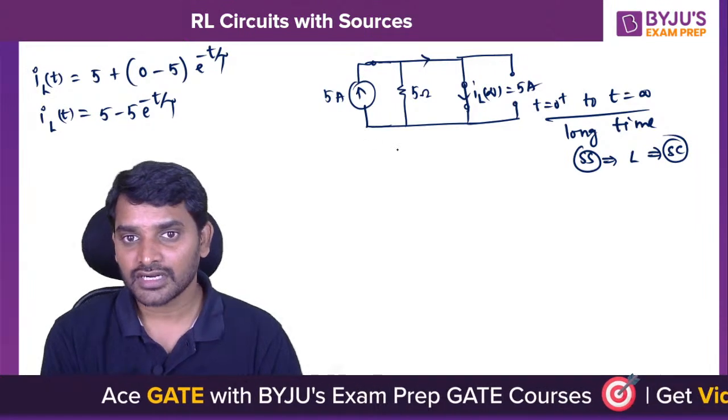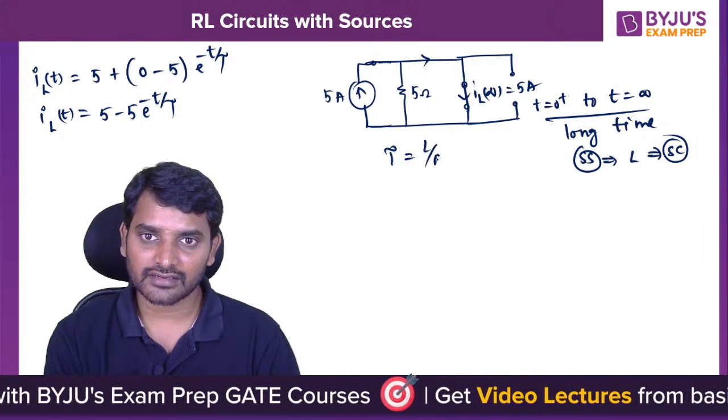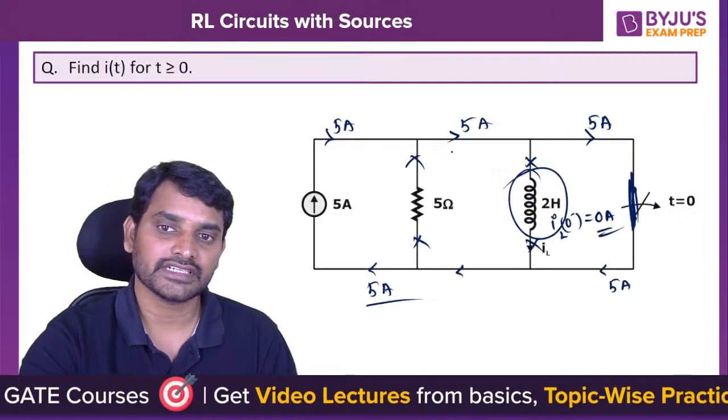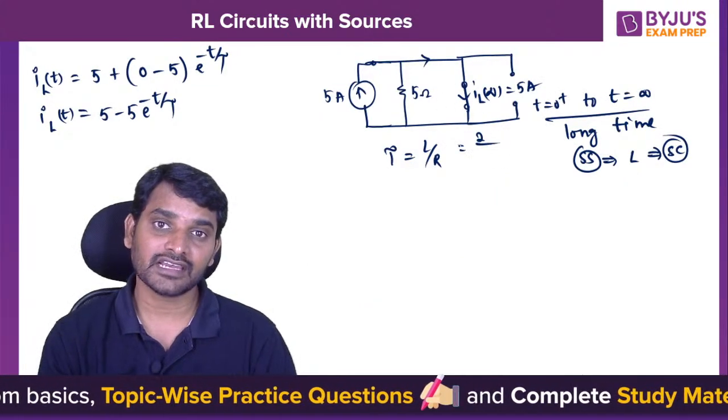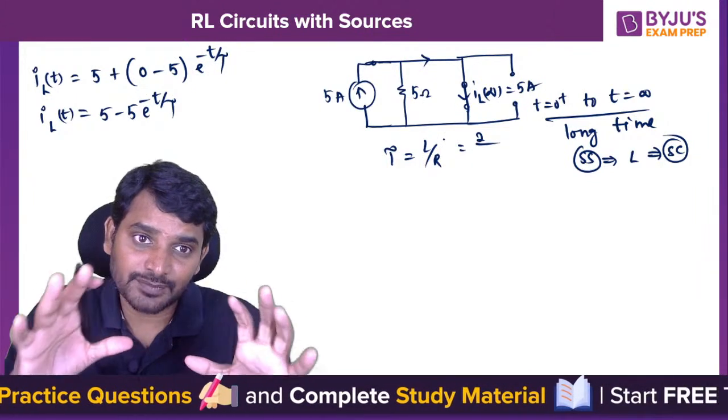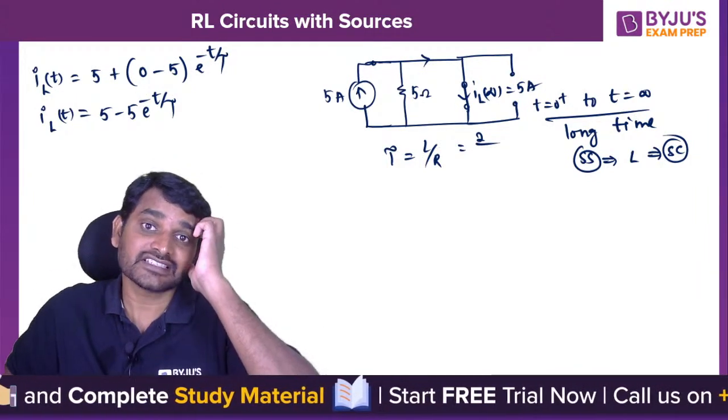What is tau? Tau is L by R. The L value I know, he has given it as 2 henries. What is the R value? It is the resistance of the path during charging or discharging.